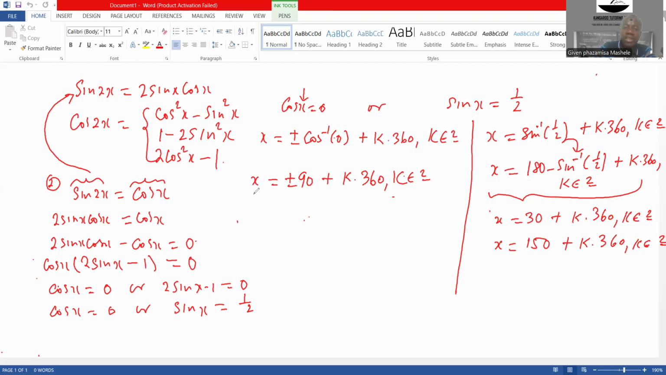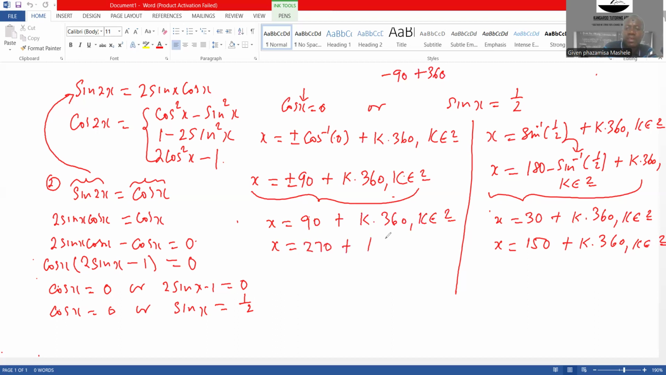What we can do, if we don't want to write it like this, you can say x equals 90 plus k times 360 when k is an element of integers. Then instead of using the minus 90, because it's negative, we can add the period, which is 360 degrees. So we're going to have minus 90 plus 360, which will give us 270 degrees, plus k times 360 when k is an element of integers.